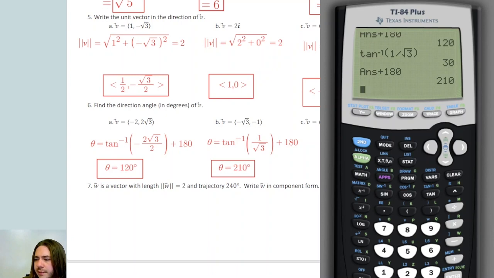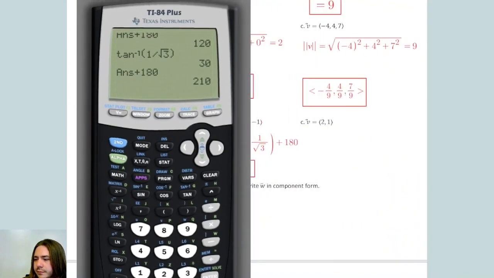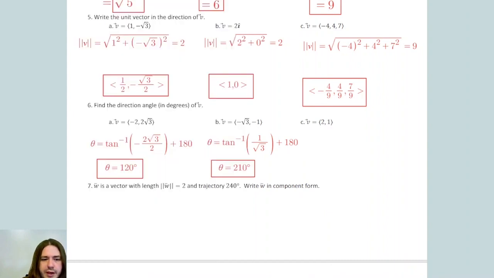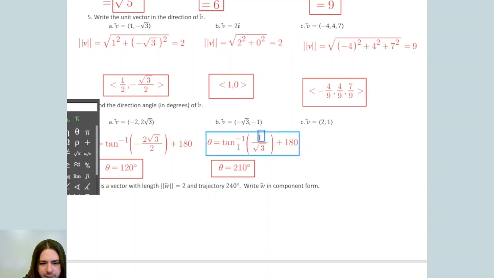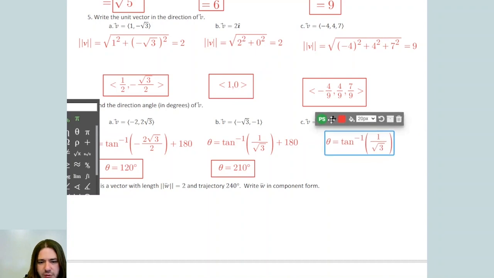For letter C, we're going to work this out exactly the same way. Now I'm getting kind of bored because 2, 1 is in quadrant 1, and in quadrant 1 we don't have to add anything, right? Because the reference angle is equal to the angle that we're looking for. So really we just have the inverse tangent of 1/2.